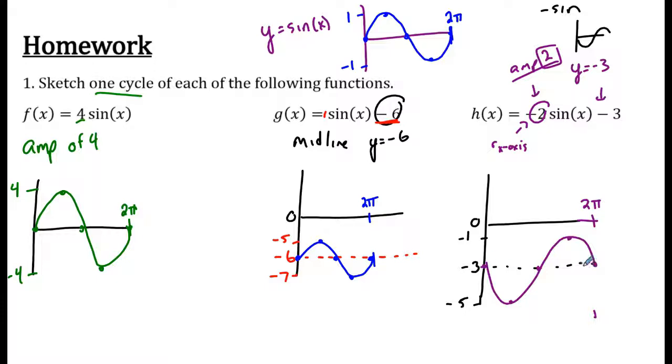I started at my midline. I said my amplitude is 2, so I went up and down 2, but because I have that negative in front of it, that negative tells me to flip it over the midline or reflect it over the x-axis and then shift. So I would do a little valley, then a little hill.